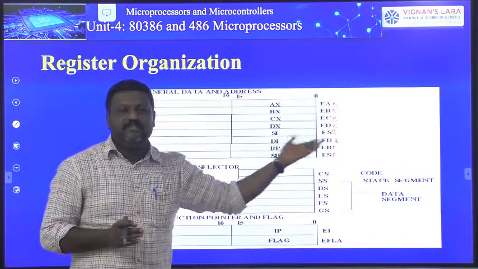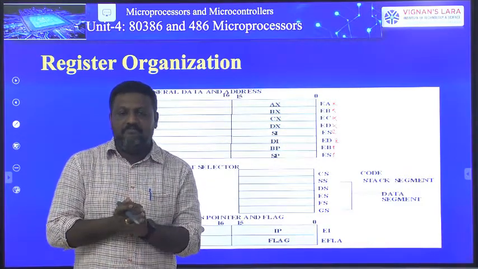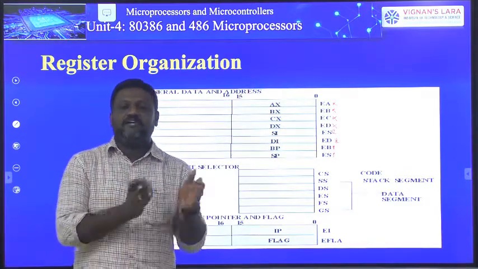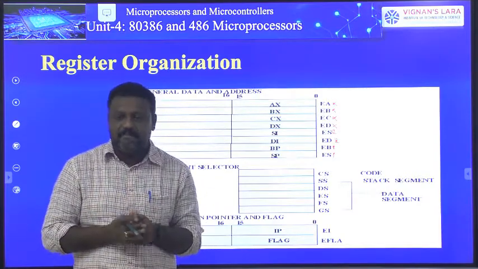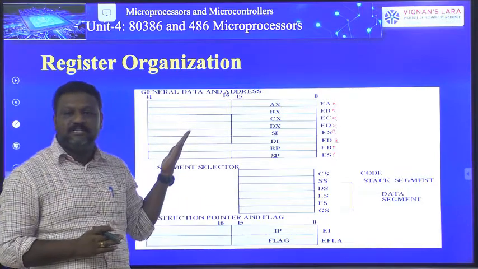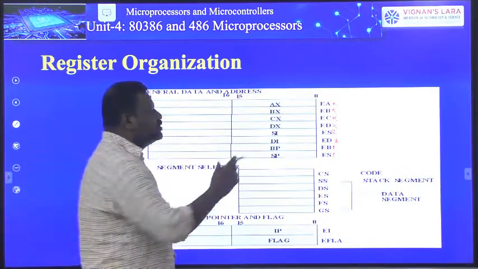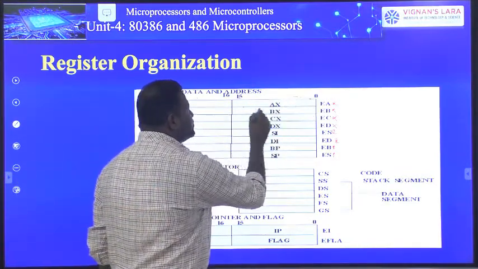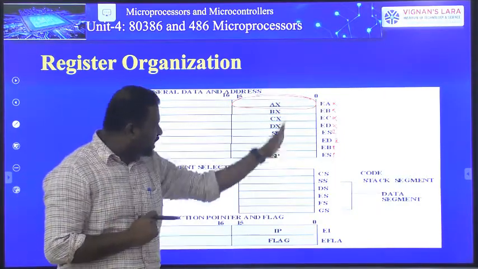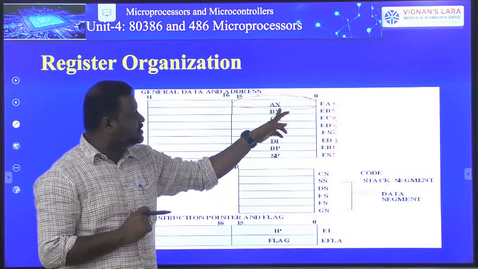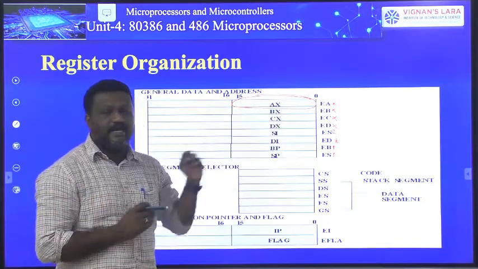I can use these 32-bit registers straight away. But whenever my processor can do operations on 16 bits, then I need not use these 32-bit registers. I just use only the 16-bit registers of these general purpose registers. So in that aspect, I may get AX, BX, CX and so on, SP.